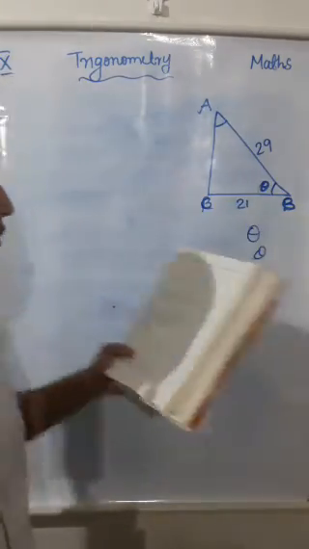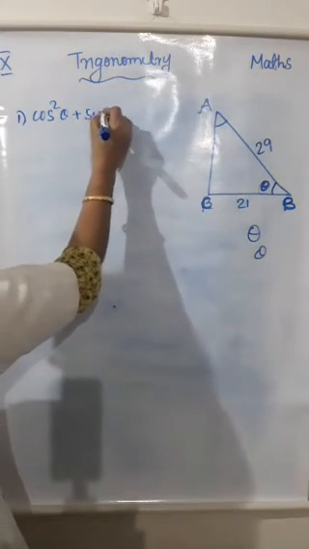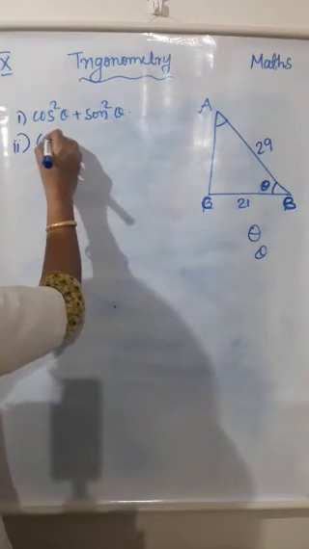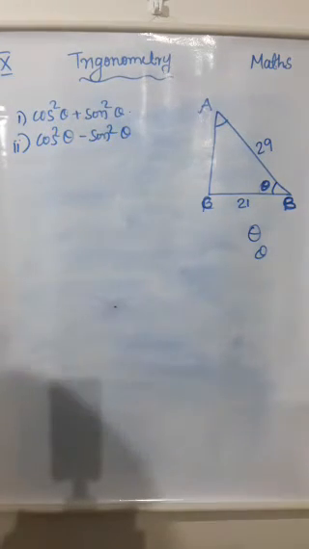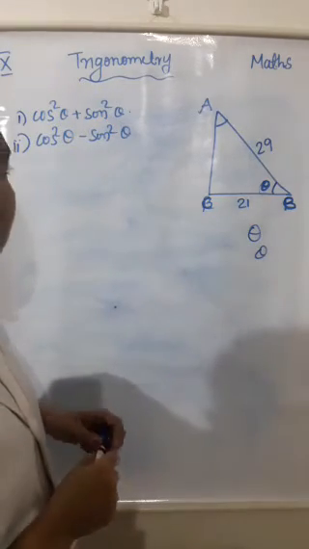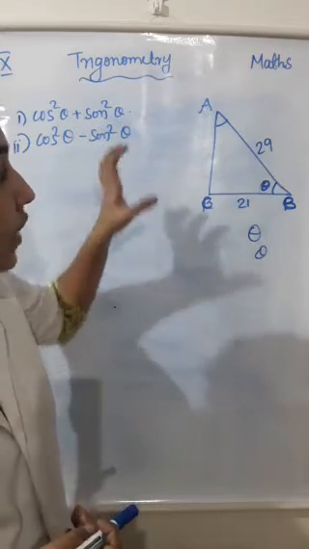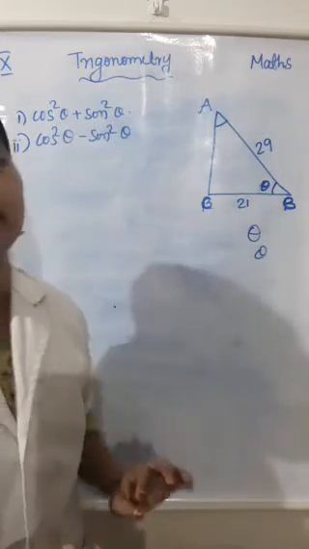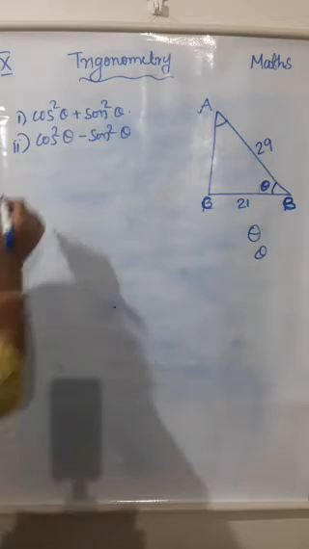Determine the values of: we need to find cos square theta plus sin square theta. Second one, cos square theta minus sin square theta. But first we need to find cos and sin. So first we need to find the side AC. This is the opposite side of angle theta. Find the AC using the Pythagoras theorem.